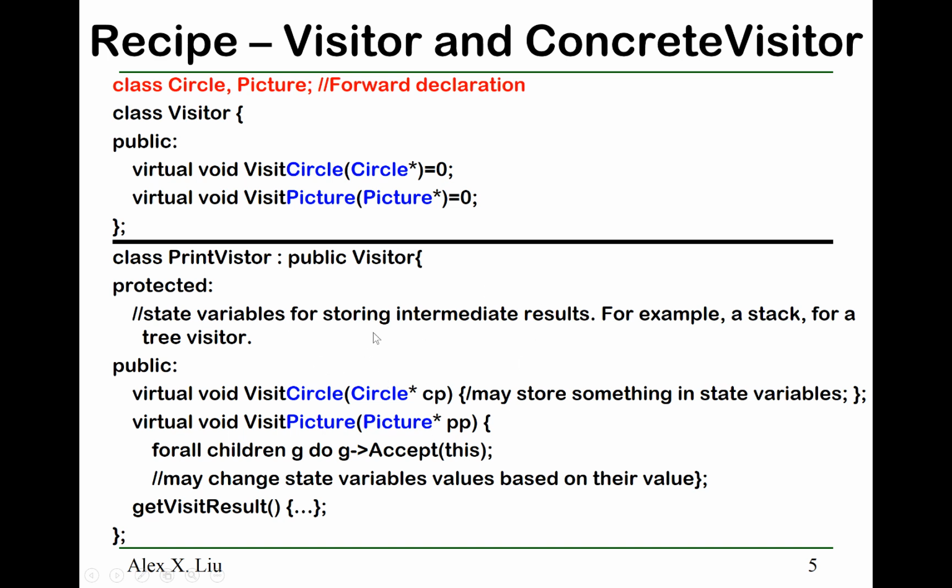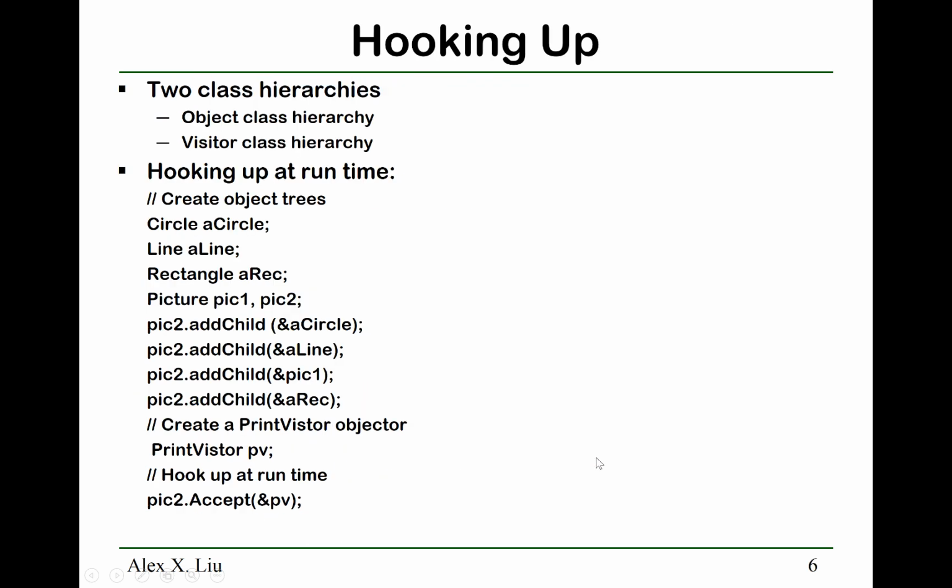In this new class that derives from visitor, we may need to have a function called getVisitResult. Sometimes we need that. On the client side, we hook up an object of an existing class, such as this picture, pic2, with an object of a visitor, say a print visitor object pv, by giving this pv as the parameter for the accept function of pic2. So pic2 accepts this pv as the visitor.